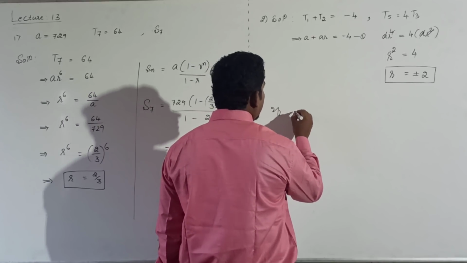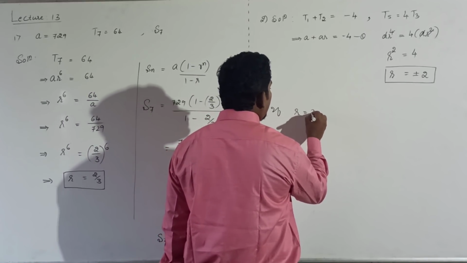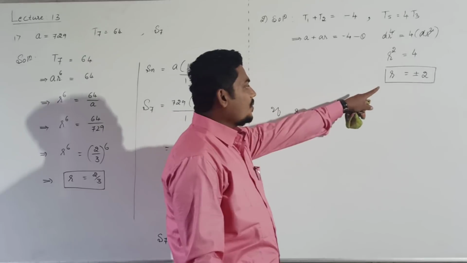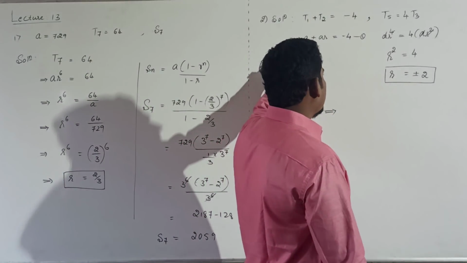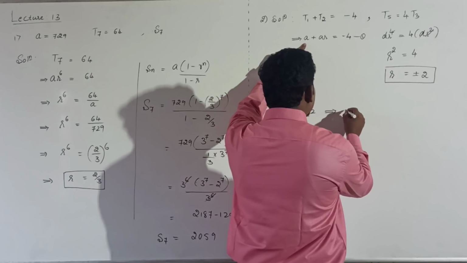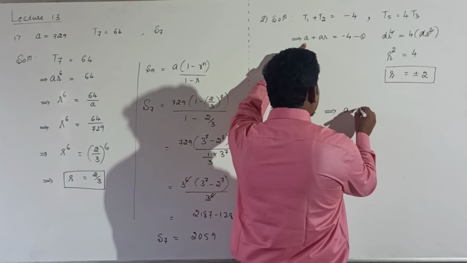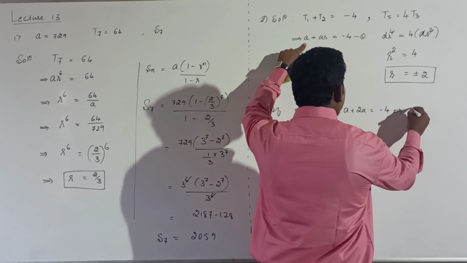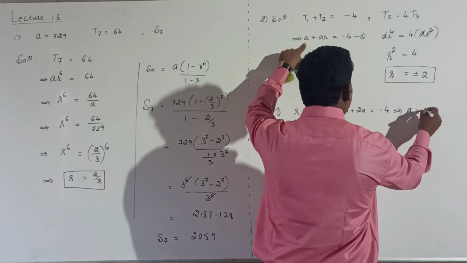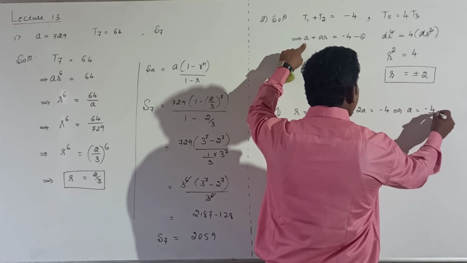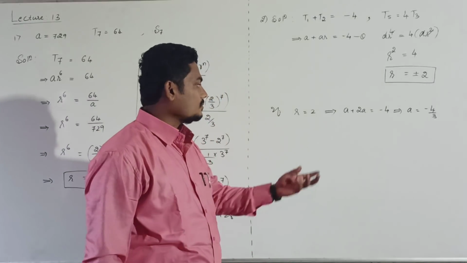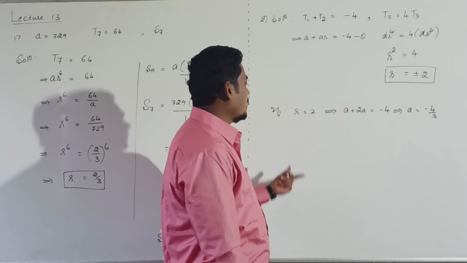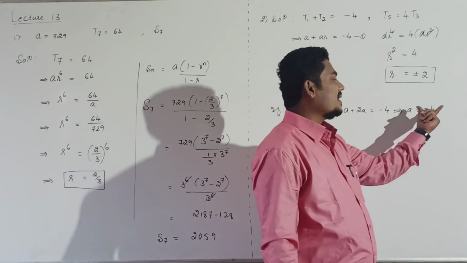If R is equal to plus 2, then what is the A value? Just look at equation number 1. If you put R value plus 2, then A plus 2A is equal to minus 4, which implies 3A equals minus 4, so A is minus 4 divided by 3. Put R equal to 2 in equation number 1. If R is 2, then A is minus 4 by 3.